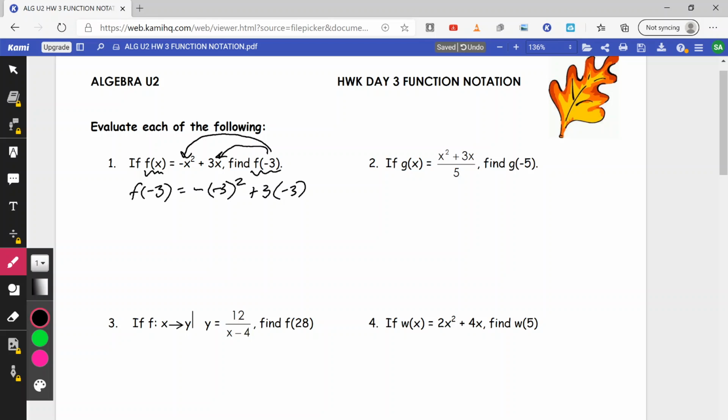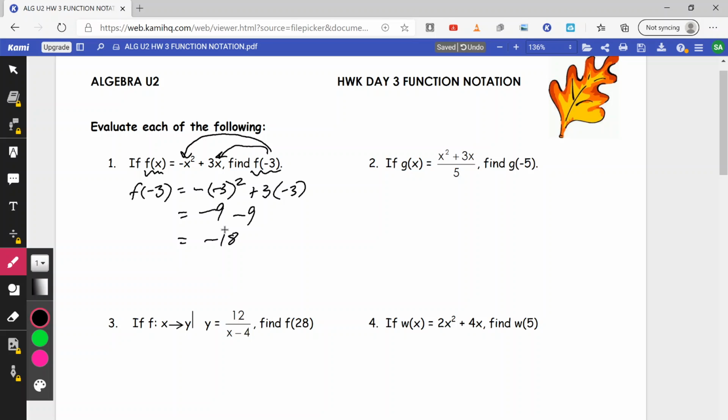Well, negative 3 squared is 9, so negative value of 9 is just negative 9. And then plus 3 times negative 3, that is also minus 9. So negative 9 minus 9, it's going to give me negative 18. And we're going to be doing the same thing for 2, 3, and 4.